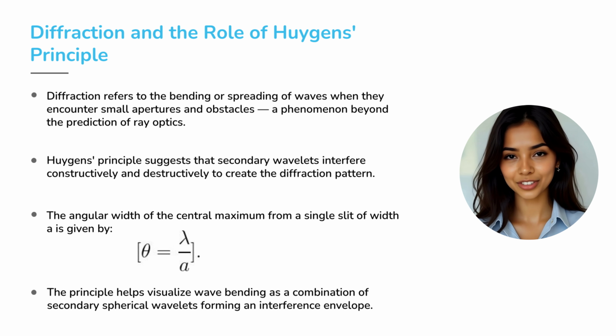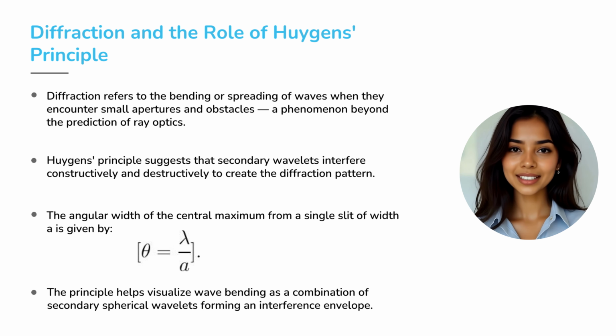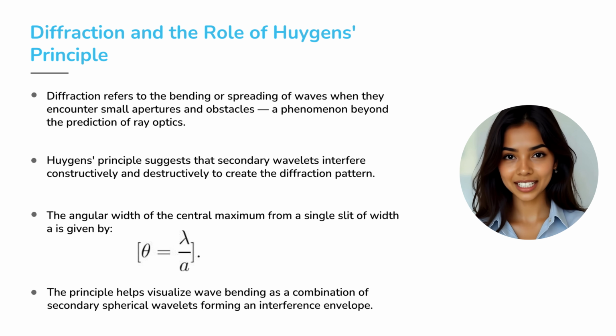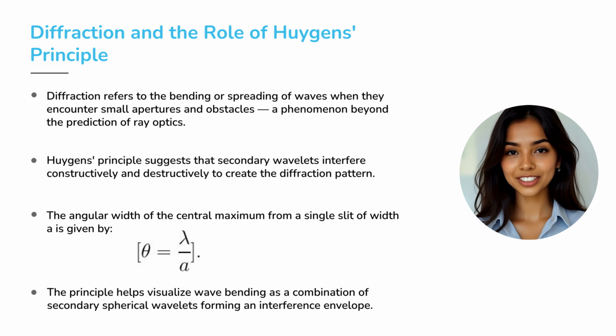Imagine waves squeezing through a narrow slit. Their bending angle depends on the wavelength lambda and the slit width a. The central bright region's angular width theta is given as theta equals lambda divided by a. So, the smaller the slit or the longer the wavelength, the wider the diffraction pattern. This principle gives us a mental picture of waves bending by recombining those secondary spherical wavelets, showing that even light waves can spread and interfere, not just move in straight lines.